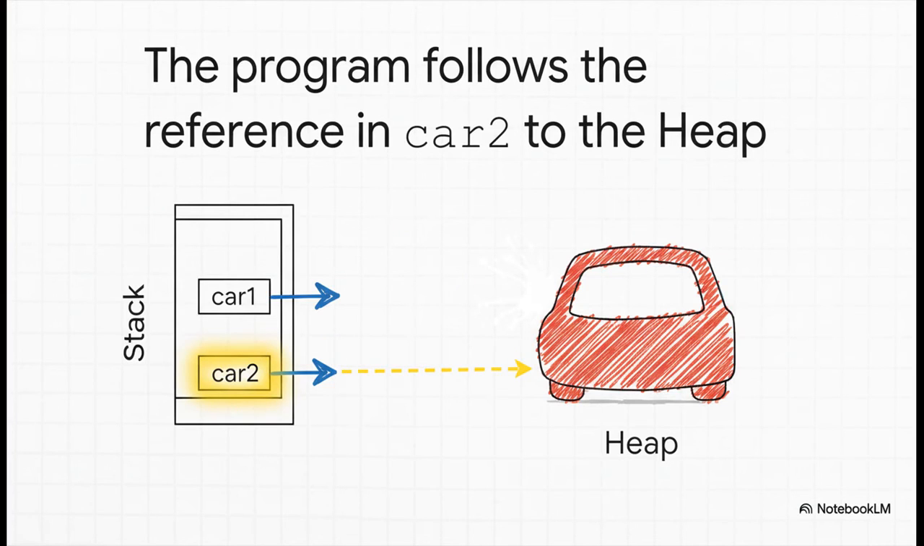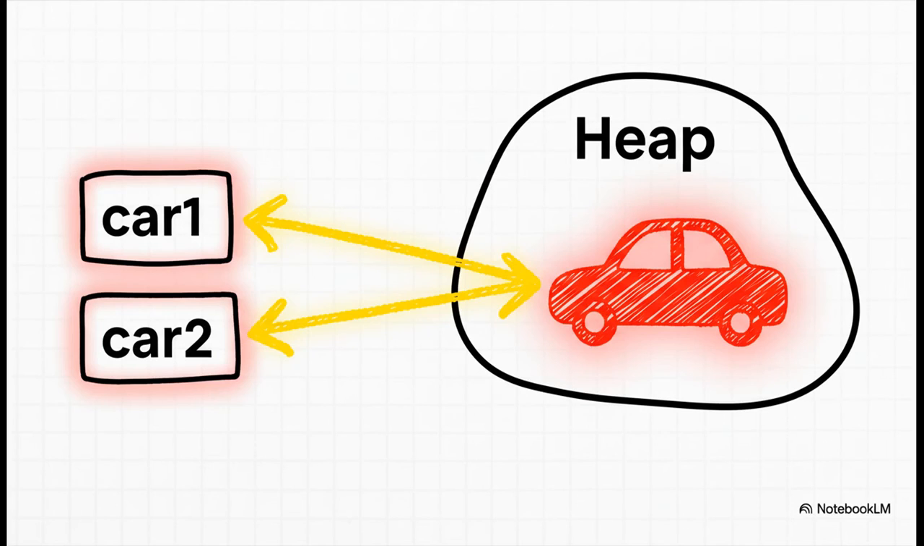So what happens when we run the line car2.color equals red? Well, the program takes the claim ticket from car2, follows it over to the warehouse, finds the object at address 0xabcd, and repaints it. It changes that one object's color property to red. And mystery solved, because now when we ask for car1.color, the program takes car1's claim ticket, follows it to the exact same object at that same address. And what color is that object now? It's red. It turns out car1 and car2 were never two different cars. They were just two different names for the same thing.